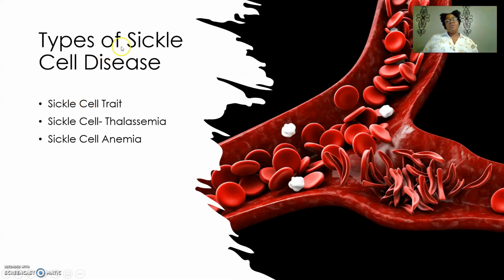Right? These are the three types of sickle cell genes. The sickle cell trait, which I told you would be the carriers. Sickle cell thalassemia is when they have two blood disorders, and it's a combination of two blood disorders. And then sickle cell anemia is the people who express true symptoms of sickle cell disease.